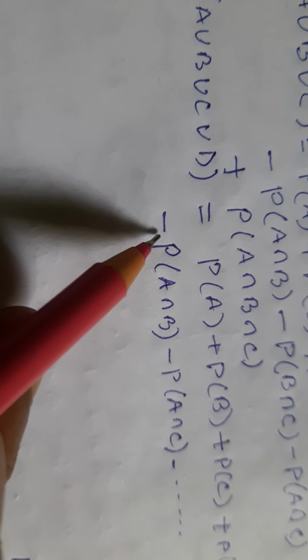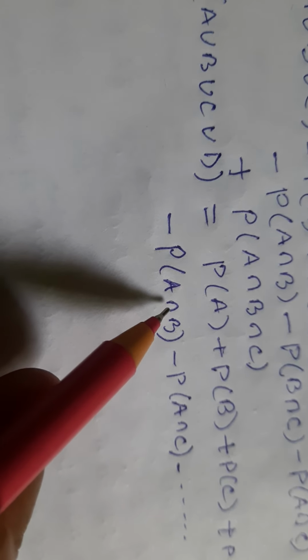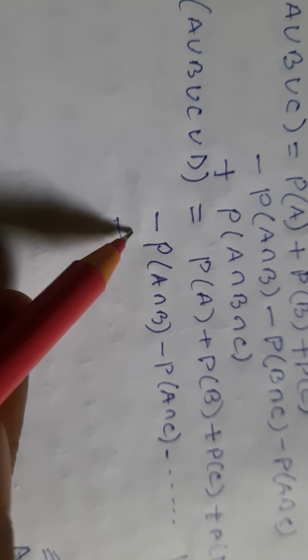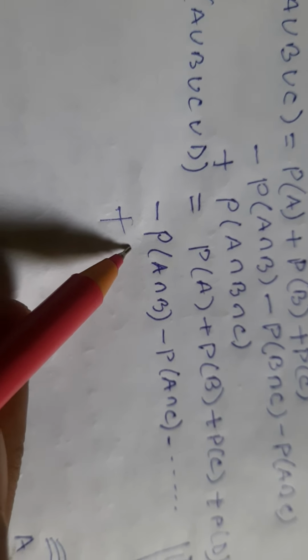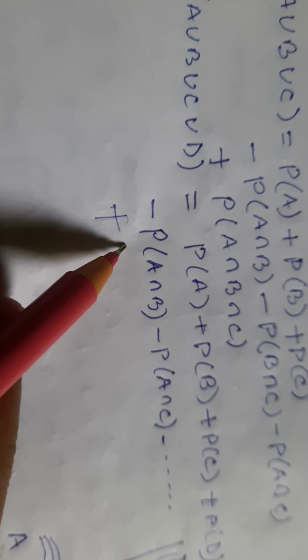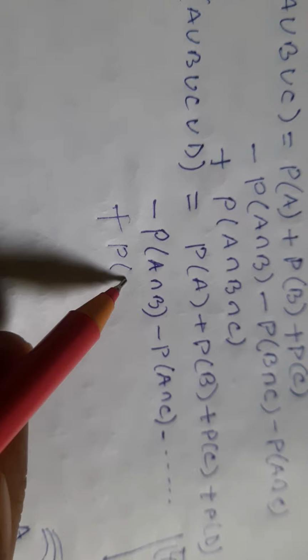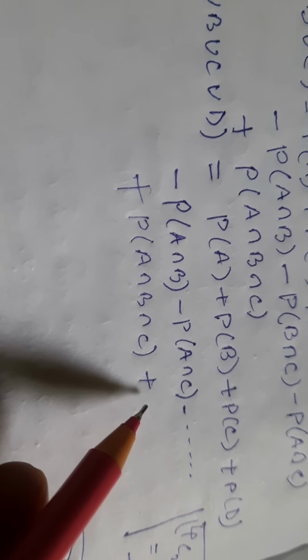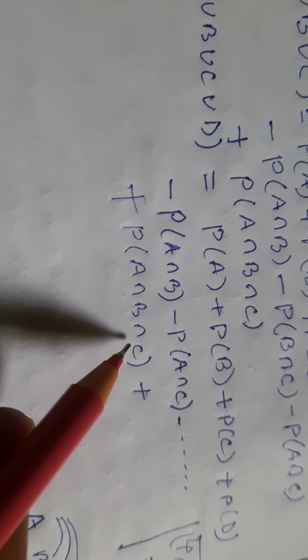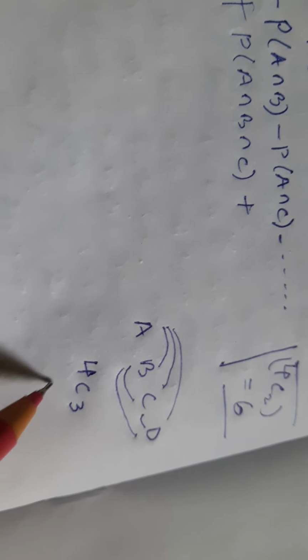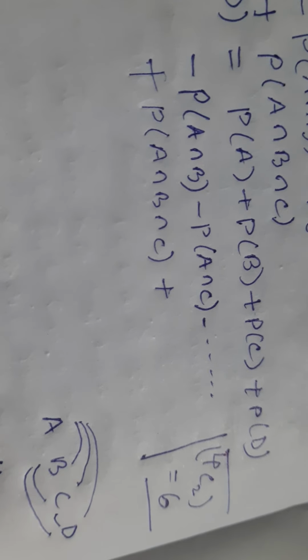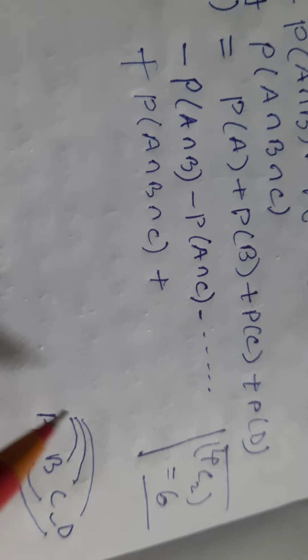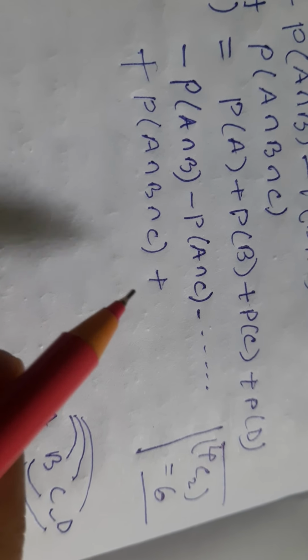Now, since we have subtracted the events taking 2 at a time, obviously we will now add 3 events at a time. That is, we will add the probabilities like that: probability of A intersection B intersection C plus, how many terms will there be? Taking 3 of them out of 4, that will be 4C3, that is obviously 4 terms like that. But how can we remember to write them? This is a very simple way.